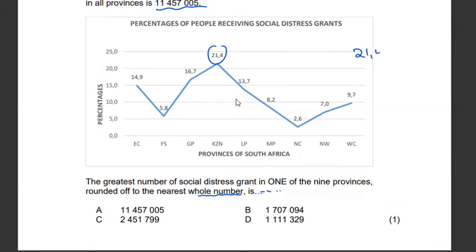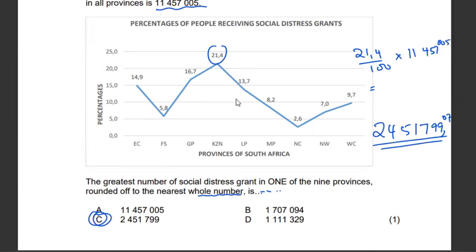So if I say 21.4 over 100 multiplied by 11457,005, what do we get? Okay, so I'm getting 2451799,07. So you round this off to the nearest whole number. I'm just going to have 2451799, which is option C.